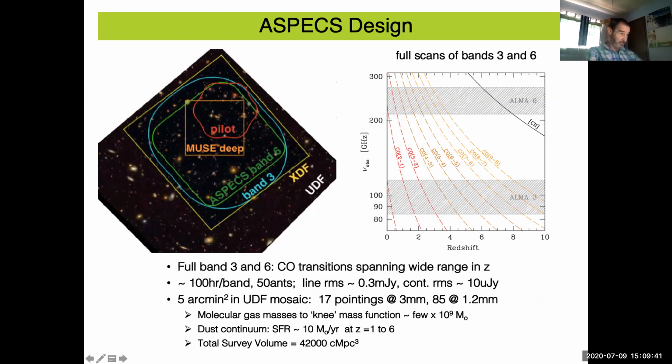I show here the ultra deep field over here on the left. We surveyed a 5 square arc minute region in the ultra deep field. So it was a mosaic with 17 pointings at 3 millimeters and 85 pointings at 1.2 millimeters. We did a full spectral scan of band 3 and band 6 of ALMA, 90 and 250 gigahertz.